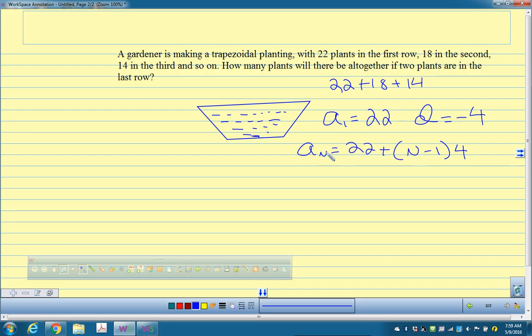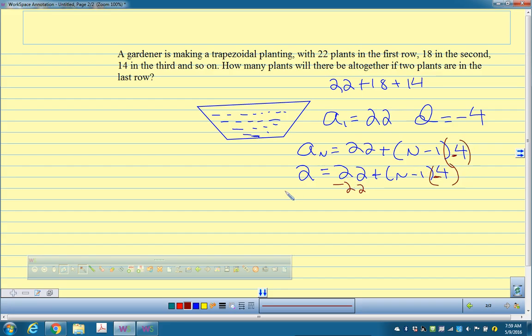So in this case, I put the 2 in over here, right? 2, and I'm solving for n. 2 equals 22 plus n minus 1 times negative 4. Then what? How do I solve this? You could distribute. I would subtract 22 first. Good. Subtract 22. Whoops, that should be negative 4, shouldn't it? Negative 4. That's what was wrong.